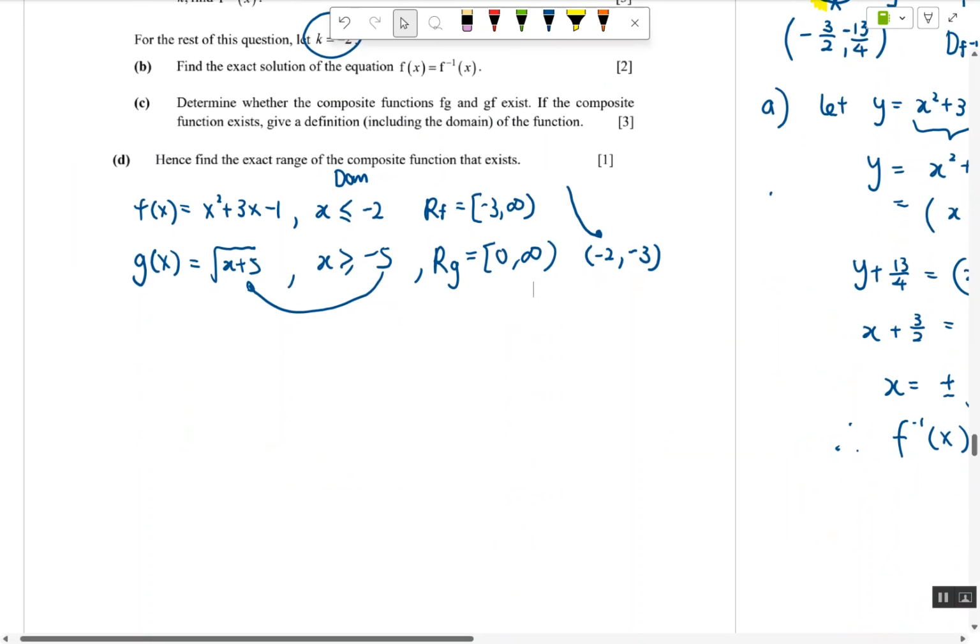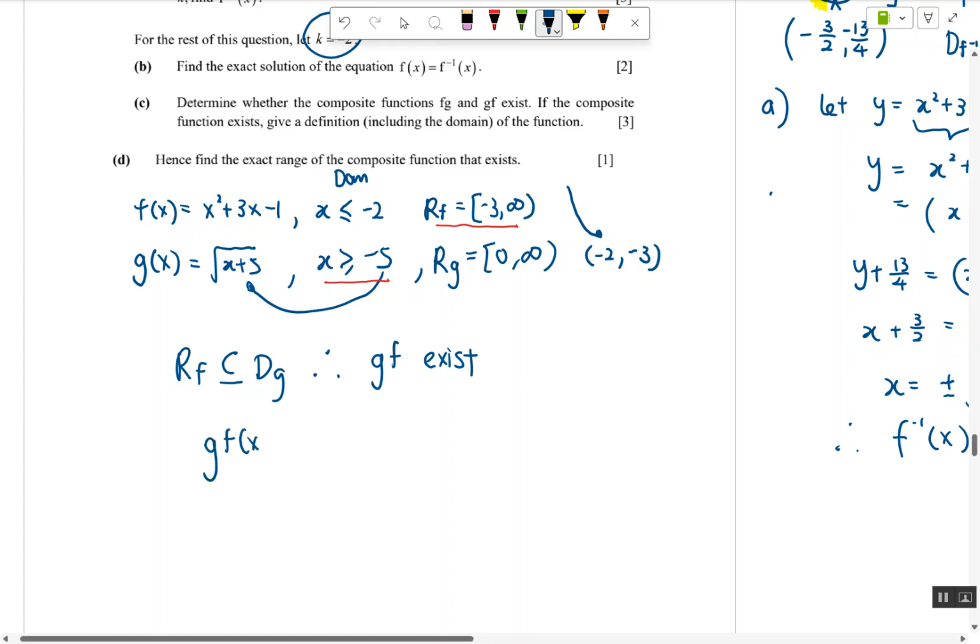Now, which one can fit into which one? The obvious one would be, can you see the range of f can fit into the domain of g? Can. So the range of f is a subset of the domain of g. Why? Negative 3 to infinity is inside negative 5 to infinity, right? Therefore, in this case, is it fg or gf? gf exists.